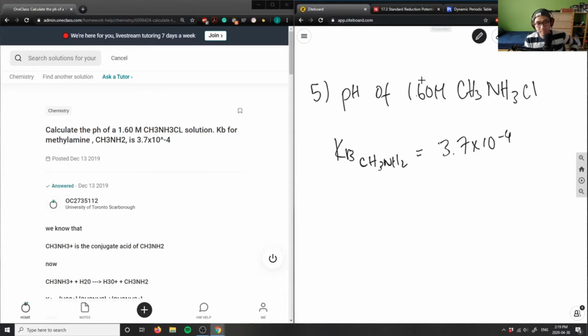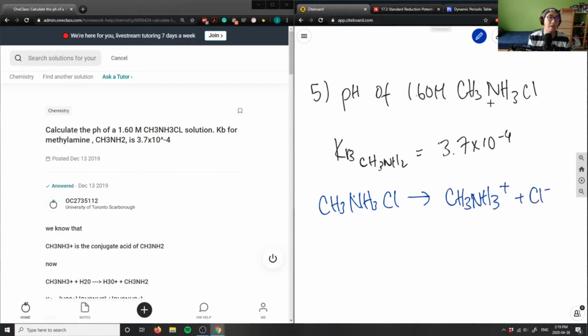So basically, we want to write this chemical reaction. We're given this compound first, so we want to figure out its dissociation first. CH3NH3Cl is going to dissociate into two ions, CH3NH3 plus and Cl minus, if you put it in an aqueous solution. And then finally, this here is my methylamine, and this here will then react with water.